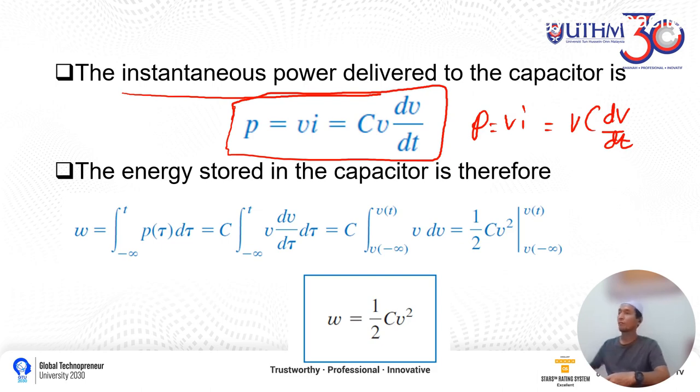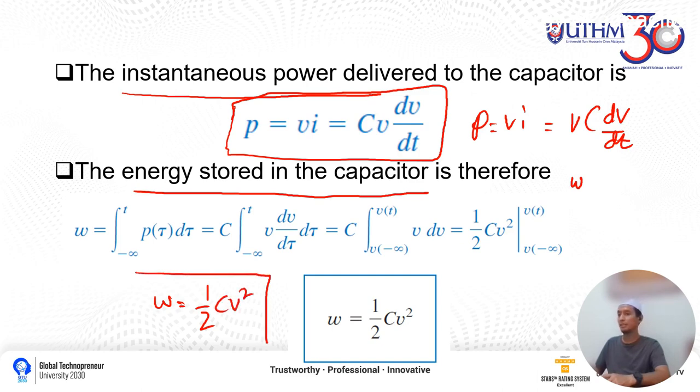From that we can determine the value of energy stored in the capacitor. So this is the important equation, energy stored, which is W, right? When we derive this, we get the equation W equals half C V squared, right? So this is the equation that you need to remember, yeah? Otherwise you will not be able to solve this problem.